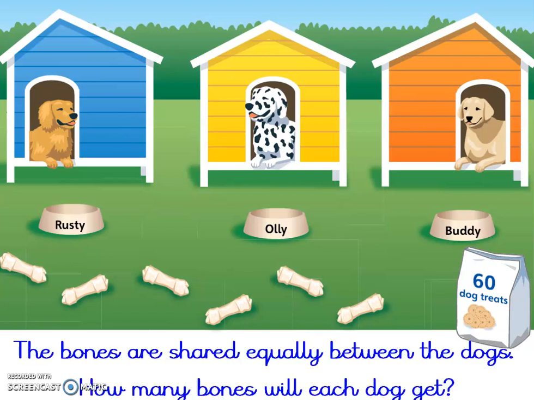Our first question is, the bones are shared equally between the dogs. How many bones will each dog get? Step 1 is to read the question, understand it, and think about what the calculation actually is. And then the second stage is what method are you actually going to use yourselves to calculate the answer. For question 2, we've got the dog treats.